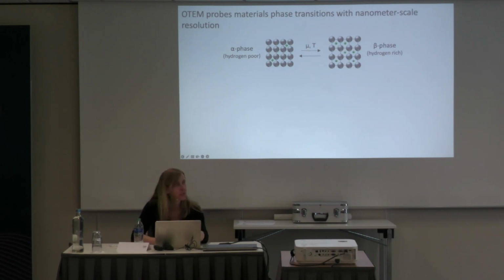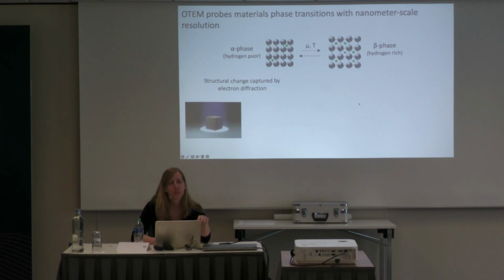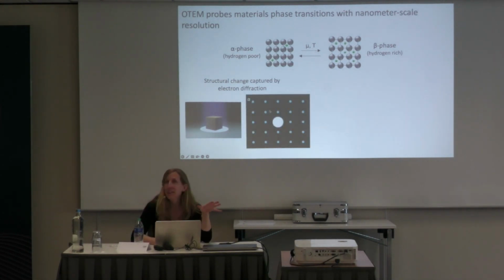We call these two phases the alpha phase, the hydrogen poor phase, and the beta phase, the hydrogen rich phase. So we can capture when hydrogen is going into the nanoparticle using electron diffraction. Many of you are physicists in the audience, so you're probably pretty familiar with diffraction. But here we're looking in K space, or momentum space, at how the electrons are diffracting through the nanoparticle.